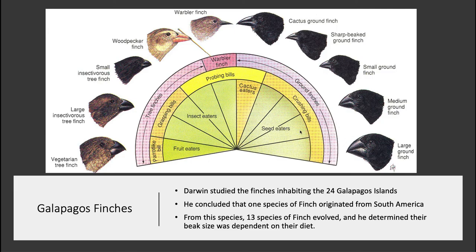So for example, we have some seed eaters, their beaks look like this, and then we might have some fruit eaters that have larger beaks specialized for those types of fruits, right? Maybe some insect eaters as well, okay?